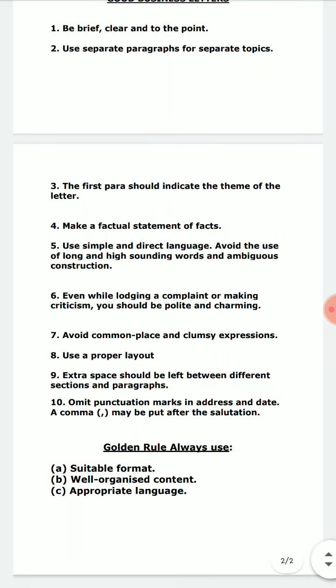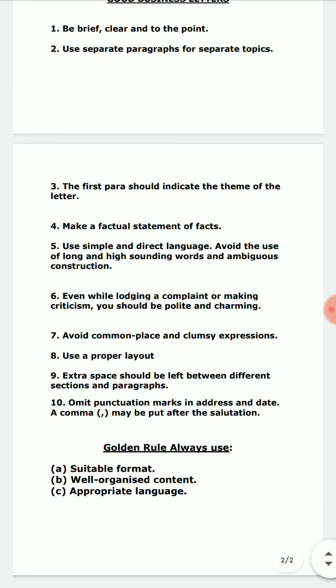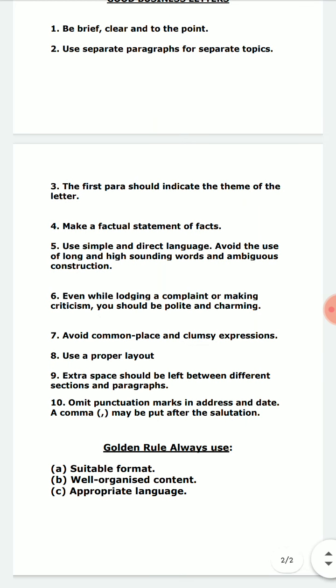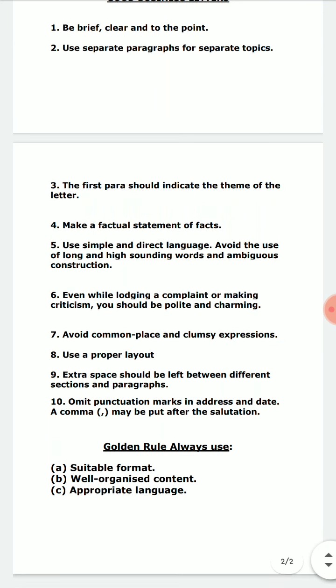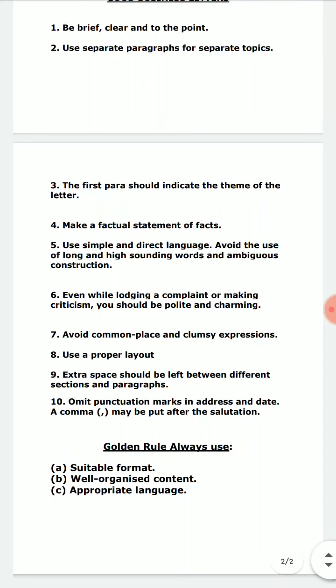Point number 2, well organized content. The content must be well organized. And point number 3, appropriate language. The language must be very appropriate, simple, clear and to the point. What I am trying to say is that language must be simple, clear and to the point. No bombastic use of language should be given, and no long sentences must be used. There should be no ornamentation in order to showcase your power of writing. Not needed. Simple, to the point, well focused.